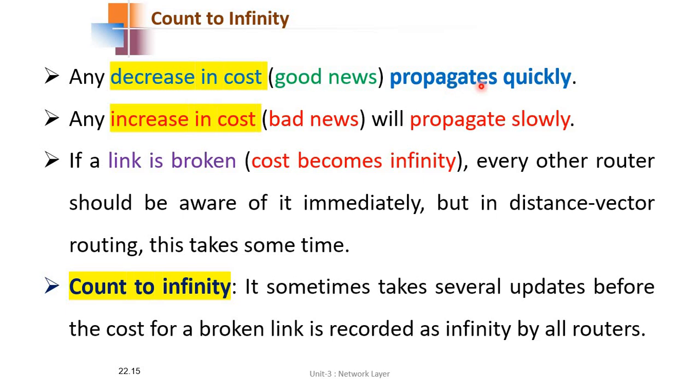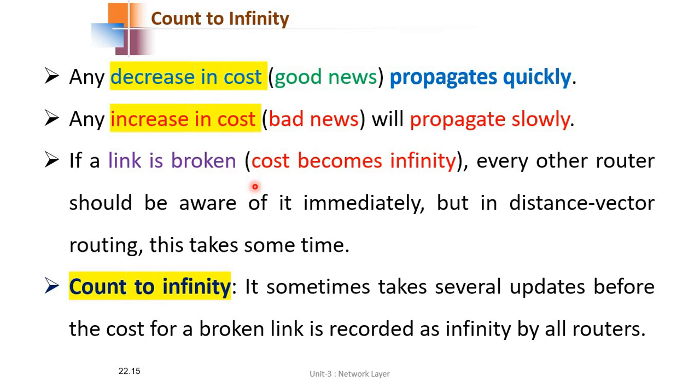The second point is, if there is an increase in cost, it is going to take more value. So that is bad news for us, because the propagation will be a very slow process. If there is a decrease in cost, I'll have faster propagation. If there is an increase in cost, I'll have a very slow propagation. When they are talking about a two connection, the third case is, suppose the connection between the two routers is going to get broken.